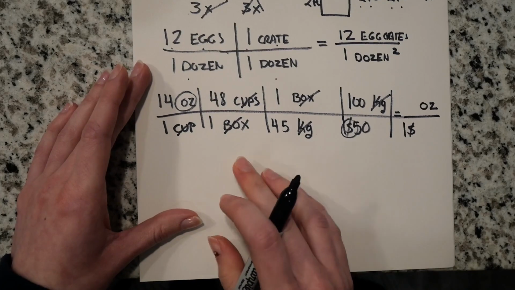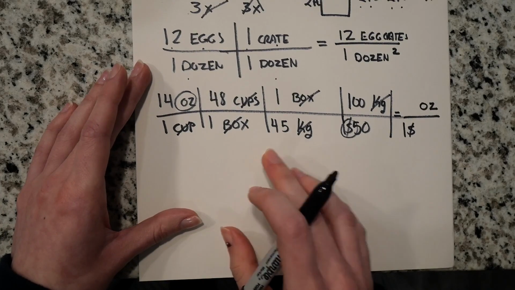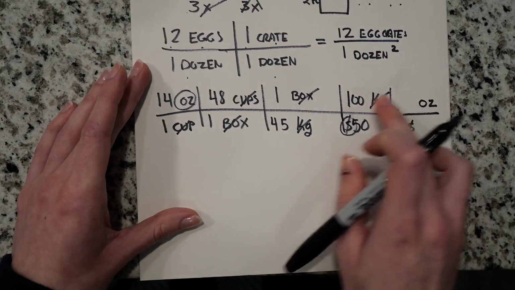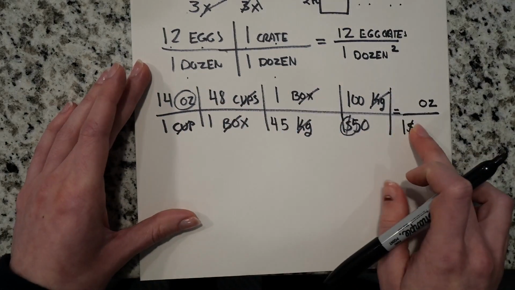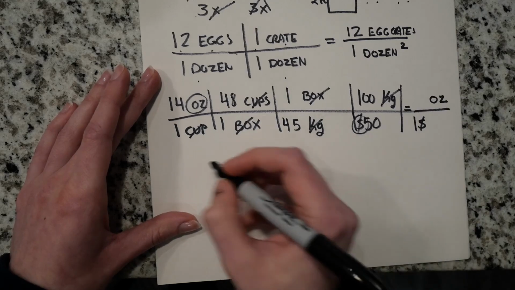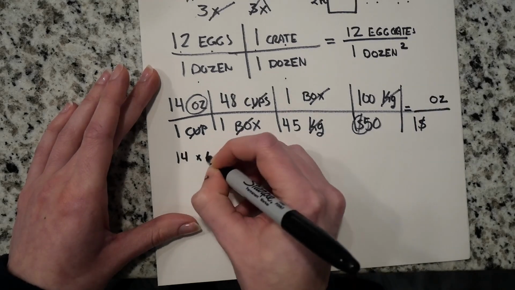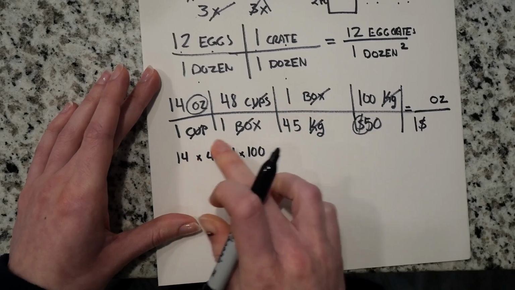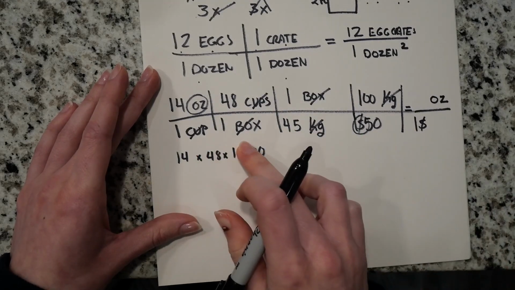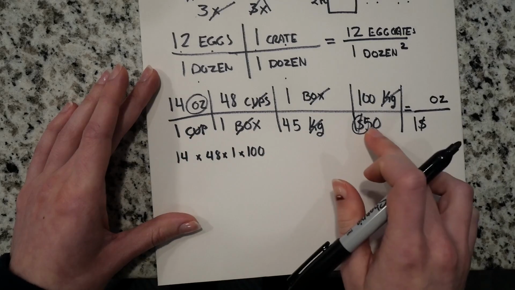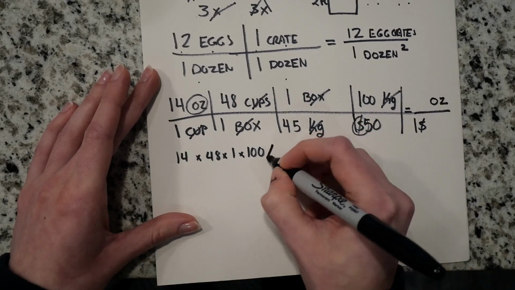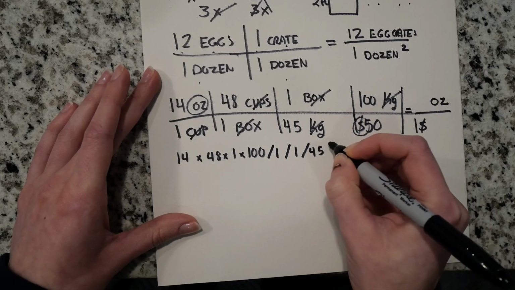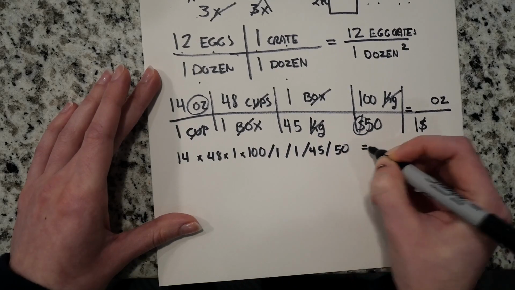So there are 2 main ways to do these problems. The first is to multiply everything in the top row and then divide everything in the bottom row. So if you've got your calculator out, you'll be putting in 14 times 48 times 1 times 100. And then you're going to the bottom row. And when I say divide everything by the bottom row, I don't mean multiply everything together and then divide. I mean divided by 1, divided by 1, divided by 45, divided by 50. And then you'll get your answer.